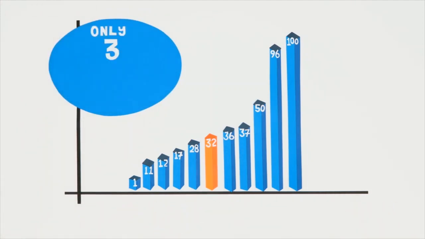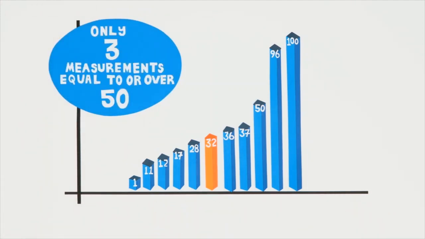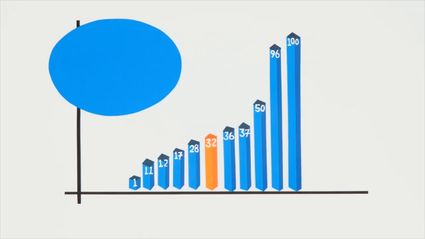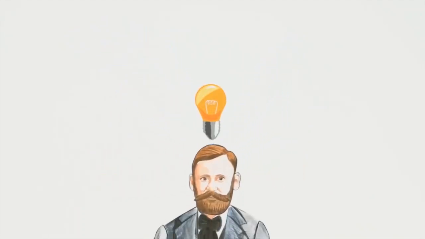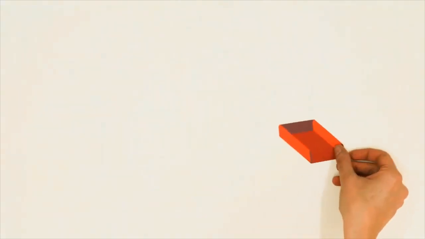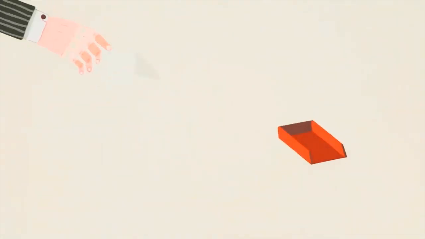Here there are only 3 measurements equal to or over 50, so it's quite exceptional for them to go over 50. In 50% of our measurements, we get a value of 32 or less. Understand? Good. Now that you understand percentiles, let's look at an example based in the real world.